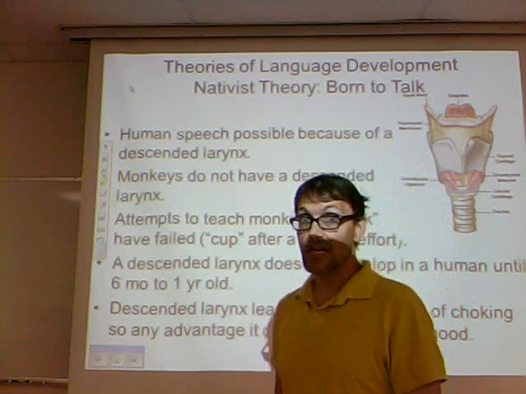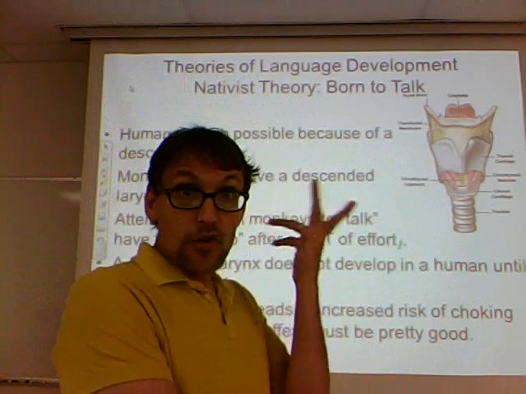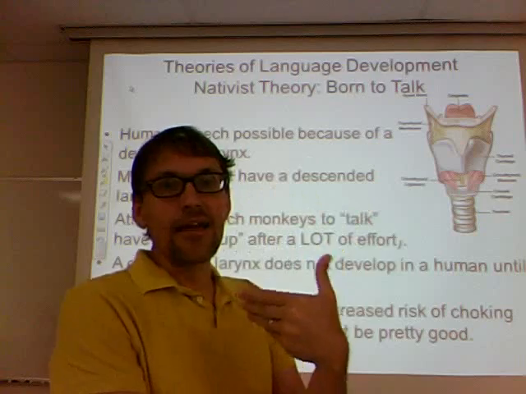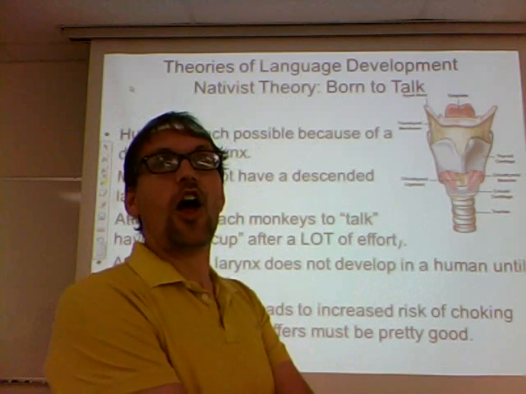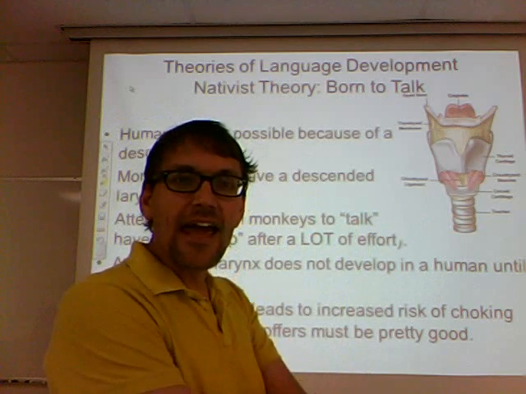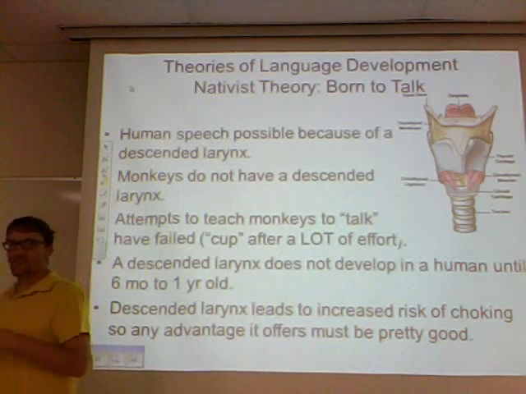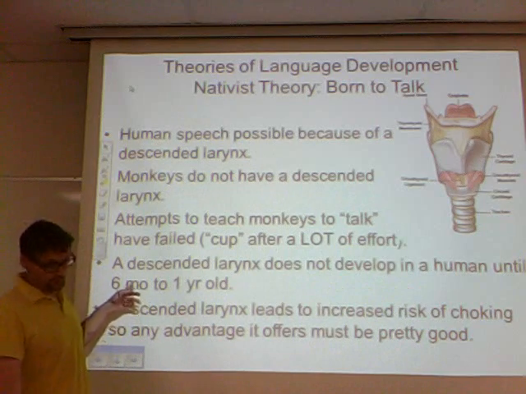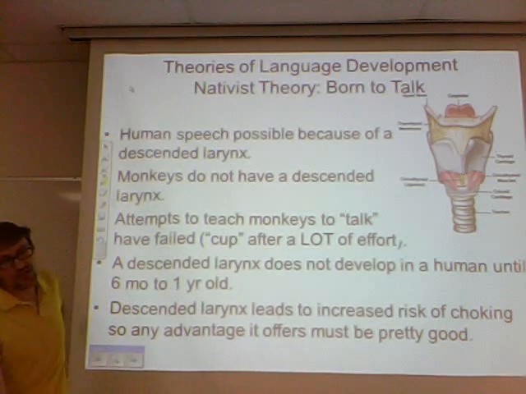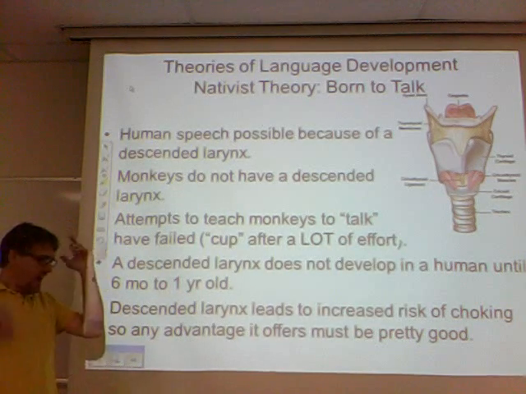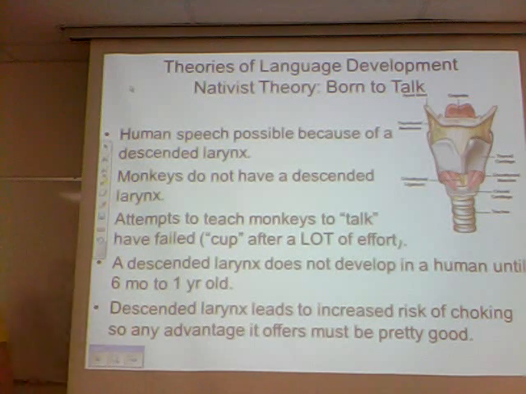Monkeys do not have a descended larynx, and so some of the first attempts to teach monkeys language literally involved trying to get them to talk, and they just don't have the... It took like years, and they finally got one word out of one monkey, and the word was cup, and it was like, oh, that was it. That was the best they could get out of a monkey after years and years, okay? And a descended larynx does not even develop until 6 months to 1 year old in a human. Again, this is, as we said, language development running simultaneously with physical development. Okay? So, must be a pretty big deal.